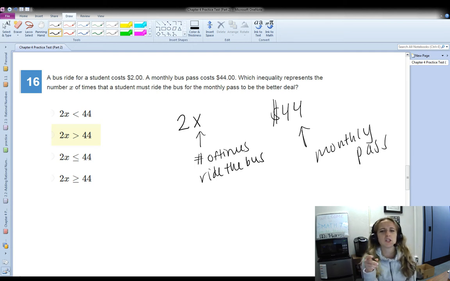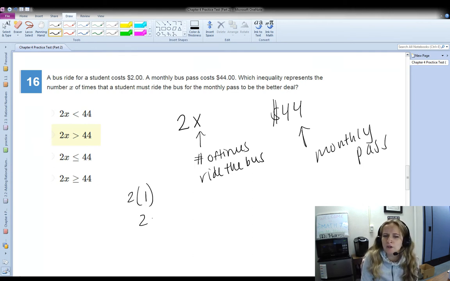So let's think about this logically. There was a homework question that was exactly like this. So we're going to think back to that. So we want the monthly pass to be a better deal. Okay. So think about this. If you rode the bus one time all month, would it make sense for you to buy a $44 pass if you were only going to spend $2 on the bus? No, right? So we don't want this 2x right here to be less than 44. Because in order for the 44 to be a better deal, we need it to be greater than.